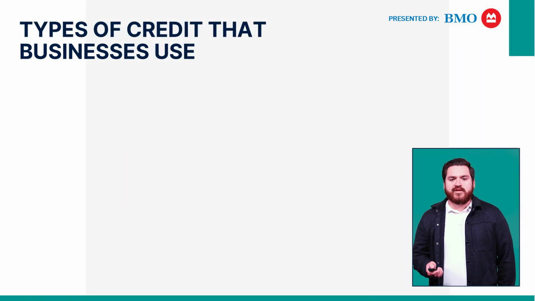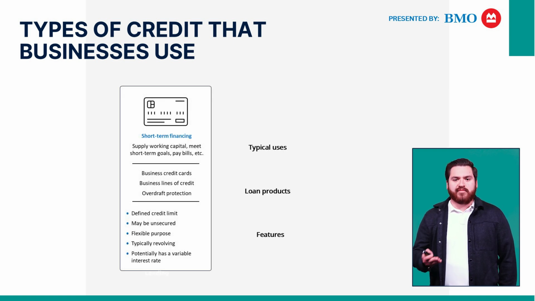Now let's explore the two different types of business credit, which are called short-term financing and long-term financing. To begin with, short-term financing is typically used for supplies, working capital, and to meet short-term goals. The types of short-term products include credit cards, lines of credit, and overdraft protection. Some features of this kind of credit include having a defined credit limit. For example, when you get a credit card, you're given a credit limit that you cannot go over. And if you use the credit card, you're only charged interest on the amount that you use.